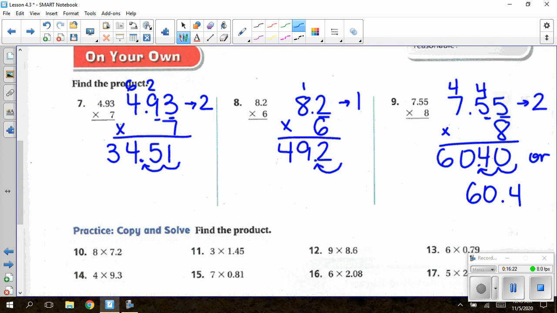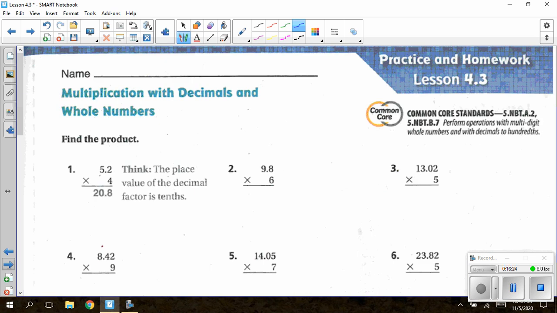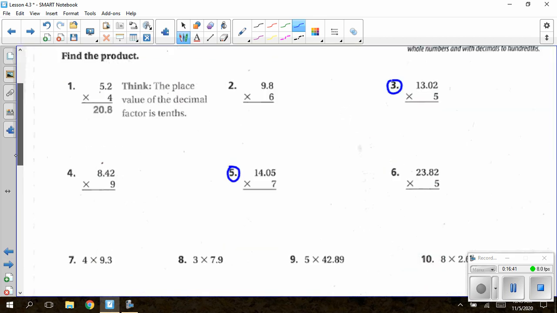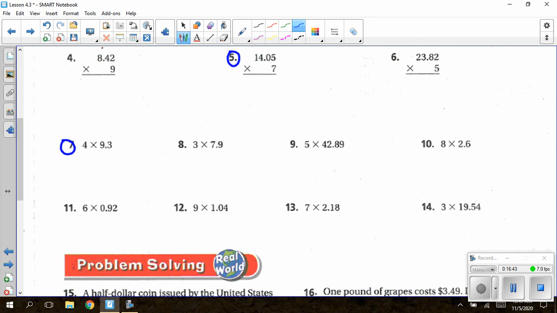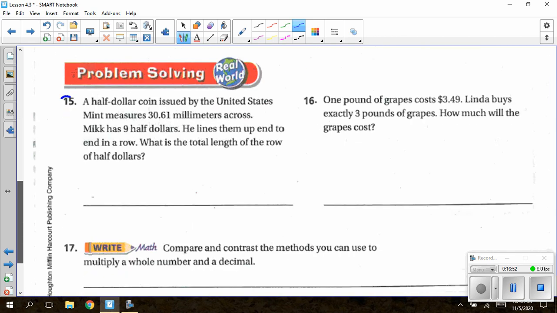All right, to set up your homework with you, on page 249, you are going to do all of the odd problems except for number 17. So circle 3, 5, 7, 9, 11, 13, and number 15.